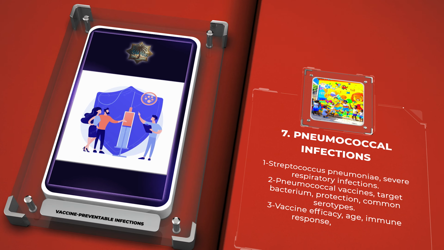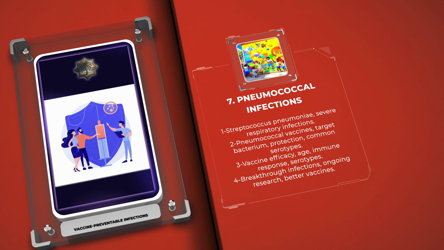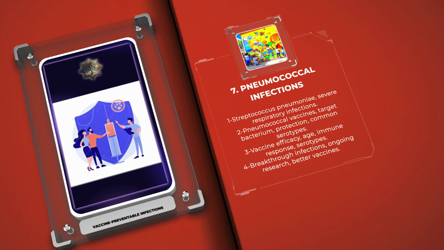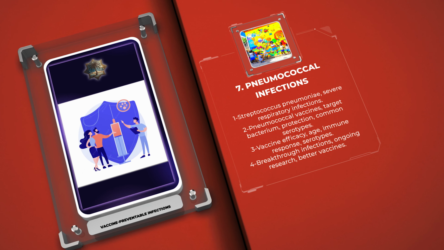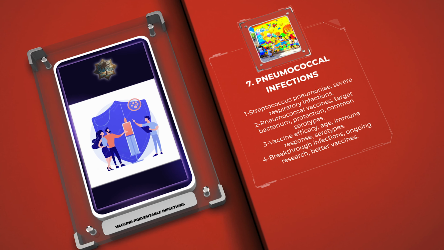Streptococcus pneumoniae causes severe respiratory infections. Pneumococcal vaccines target this bacterium, offering protection against common serotypes. Vaccine efficacy depends on age, immune response, and serotypes. Breakthrough infections are possible, prompting ongoing research for better vaccines.